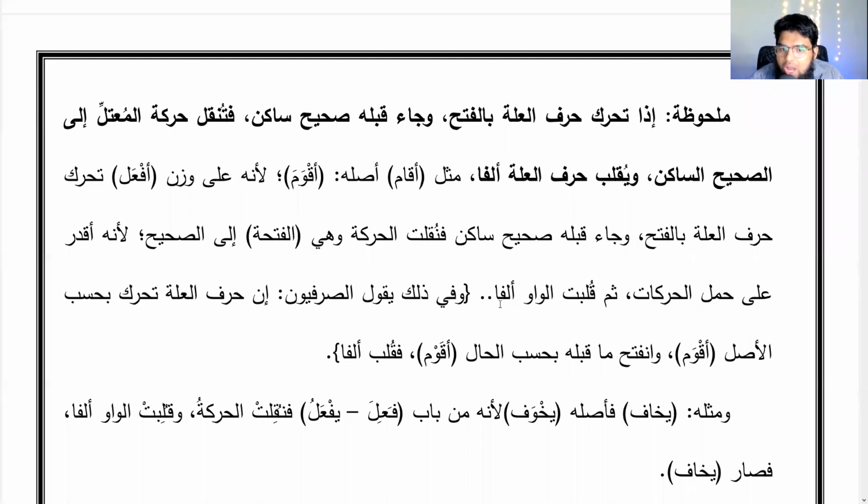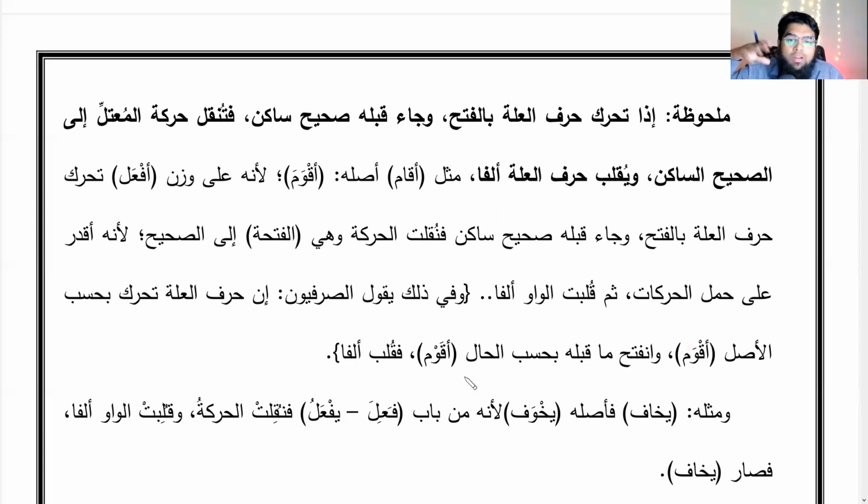ثُمَّ قُلِبَتِ الْوَاوُ أَلِفًا. Then there was this big problem, that the Waw was changed into an Alif. Treachery. وَفِي ذَلِكَ يَقُولُ الصَّرْفِيُّونَ. So the Sarfiyun have a rule, even for this. They say, إِنَّ حَرْفَ الْعِلَّةِ تَحَرَّكَ بِحَسَبِ الْأَصْلِ. The harf al-illa has a fatha, بِحَسَبِ الْأَصْلِ, that means the previous one, like Aqwama. وَانْفَتَحَ مَا قَبْلَهُ بِحَسَبِ الْحَالِ.